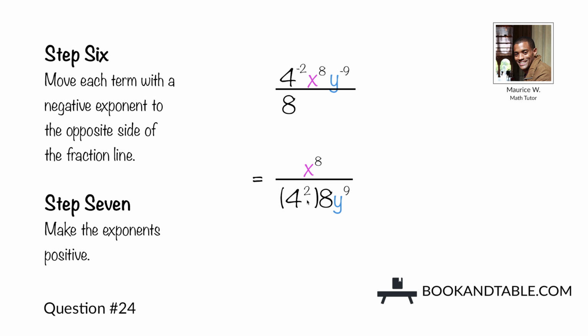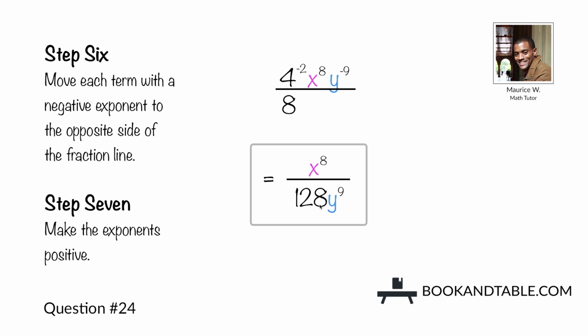4 squared will give us 16 times 8. Y to the 9th now has a positive exponent, and we're left with x to the 8th in the numerator. So 4 squared becomes 16, and then 16 times 8 will give you 128. So the final answer to question number 24 is x to the 8th divided by 128, y to the 9th.